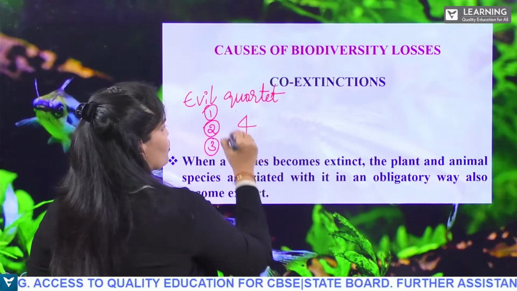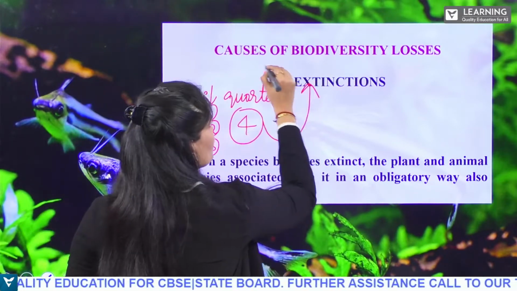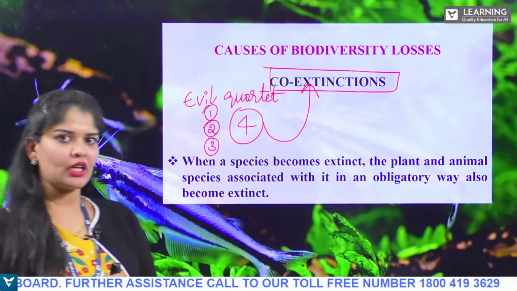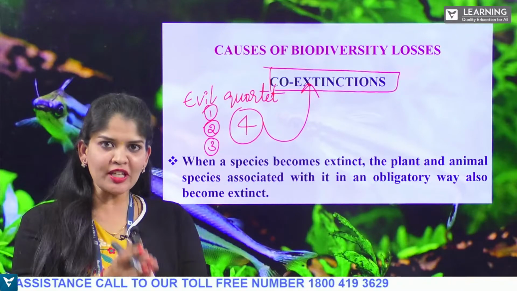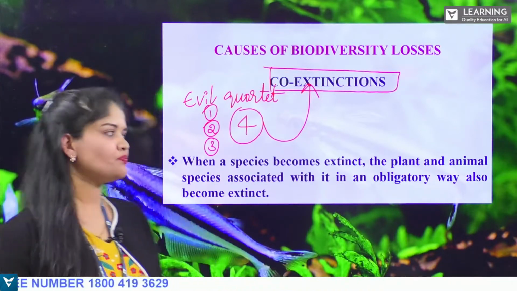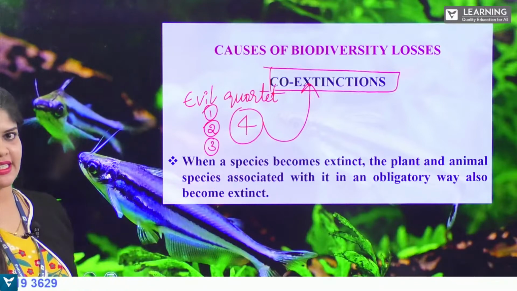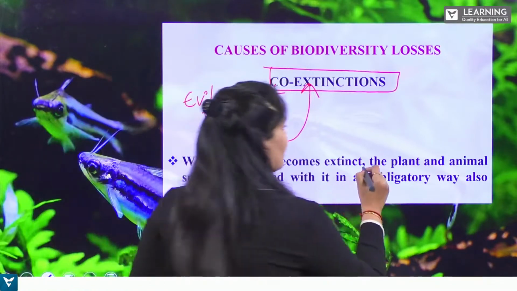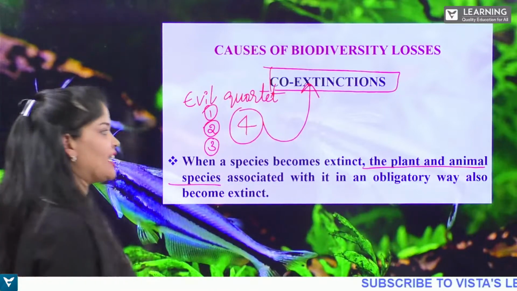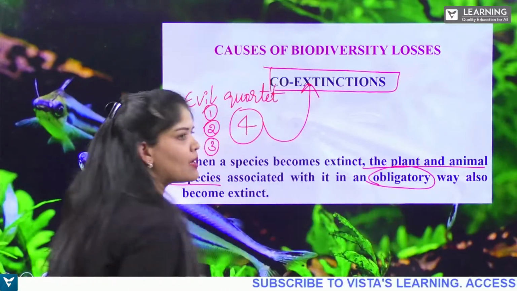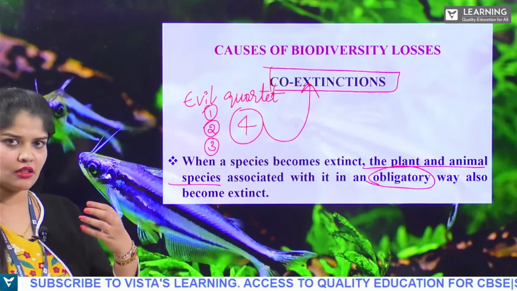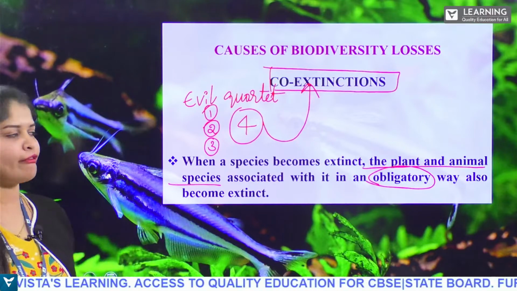This is the fourth one, and that is co-extinctions. Extinctions that happen in parallel. Two species together go extinct. When a species becomes extinct, the plant and animal species associated with it, in an obligatory, compulsive association, without it the other species can't lead its life.